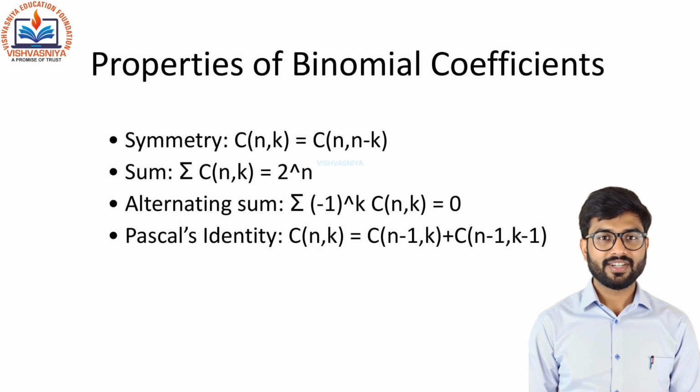Properties of binomial coefficients. Some key properties: symmetry, n choose k equals n choose n minus k. Sum of all coefficients, summation of n choose k equals 2 to the power n. Alternating sum, summation of (-1)^k multiplied by n choose k equals 0. Pascal's identity, n choose k equals (n-1) choose k plus (n-1) choose (k-1).